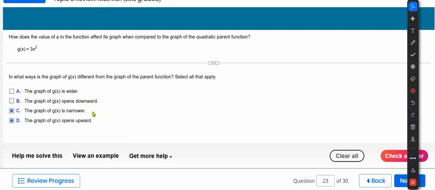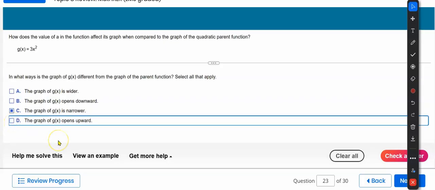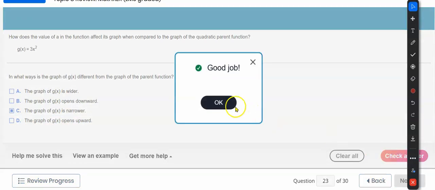Oh, gotta pay attention. In what ways is the graph different? I know that it is narrower. That is true. But the original and the parent function both open upward, so that's not a difference since they're both the same. Yeah. So even though it's true, the graph does open upward, so does the original one. That's why.